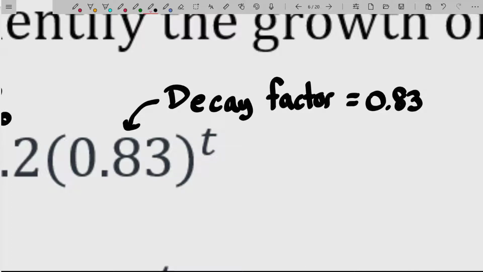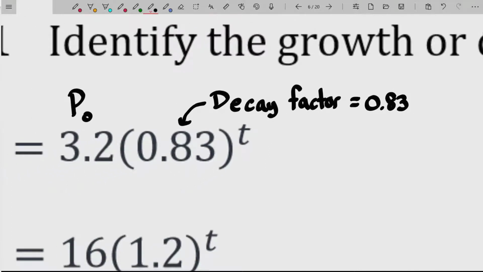And in fact, the decay factor itself is 0.83. Now, let me just tell you, there's a lot of ways to think about this. And I want you to start thinking about these in terms of stories. So this means that every day, minute, month, year, I don't know what t stands for, it just depends on the problem, but every time period that passes, you only get to keep 0.83 of the original population. Let me write that down.